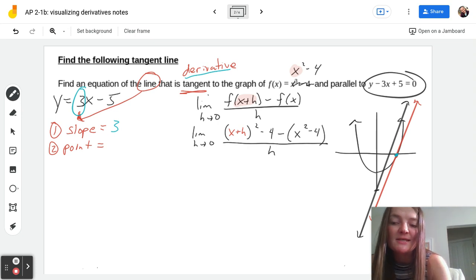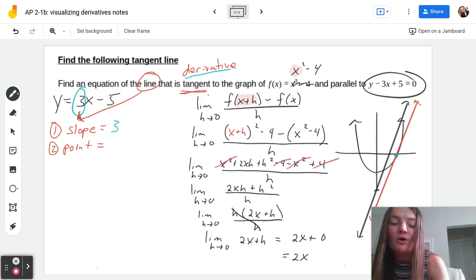So I'm going to go ahead and pause this. You guys can pause too. I don't want to waste your time. I want you to solve this. Okay, so with a little bit of algebra, you should end up with 2x. So 2x represents the slope at any given moment of this quadratic function.